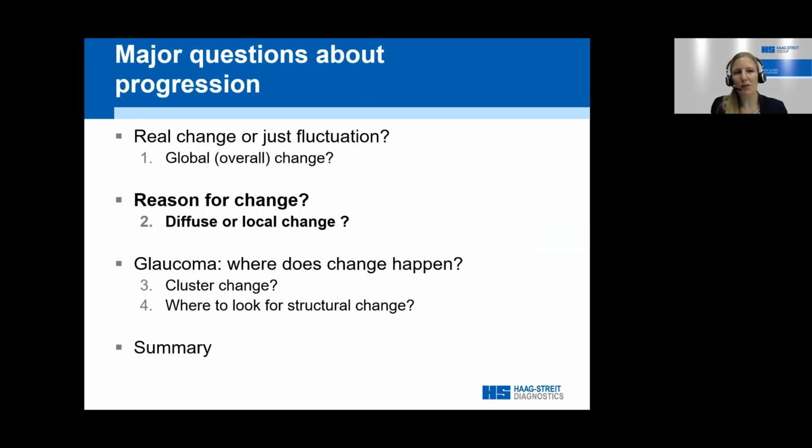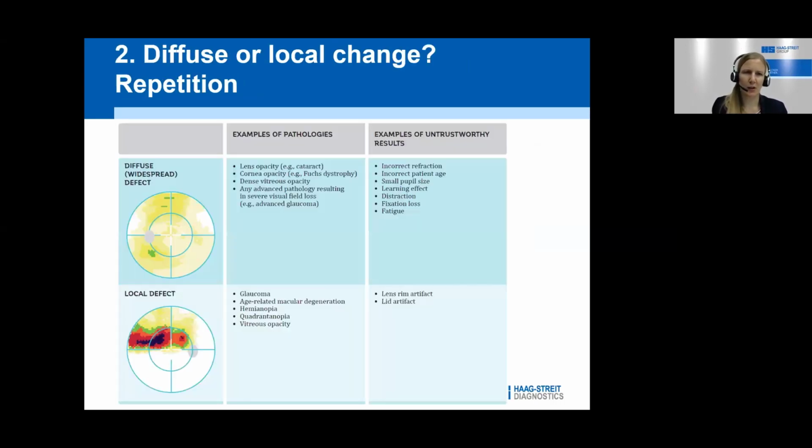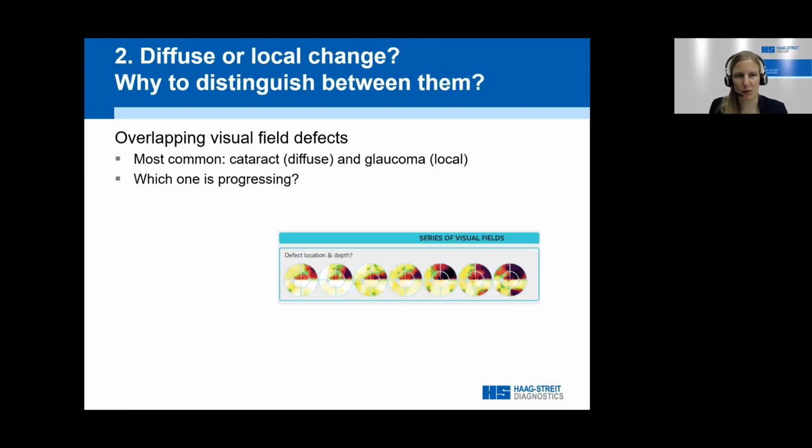Okay, so very often, that's enough. Global change, yes, no. But some cases are more tricky. We talked before about the causes of diffuse loss being either fluctuation or pathology. And of course, diseases like glaucoma that we want to track with visual field testing, they're not creating diffuse loss in most cases. So it's more of a complication, the diffuse loss, right?